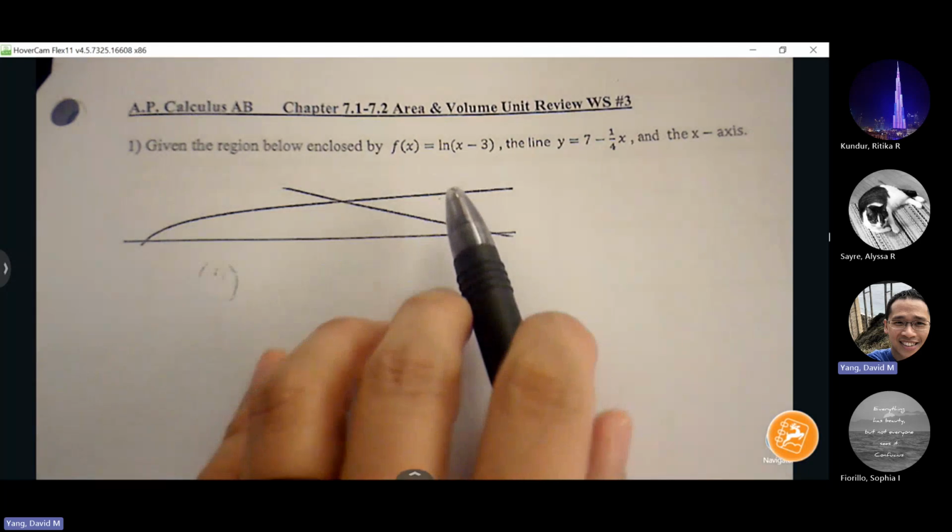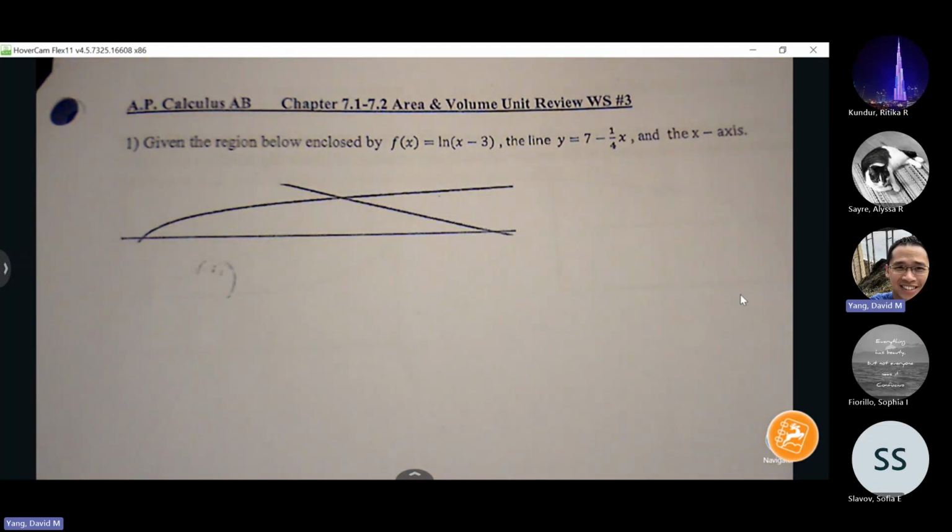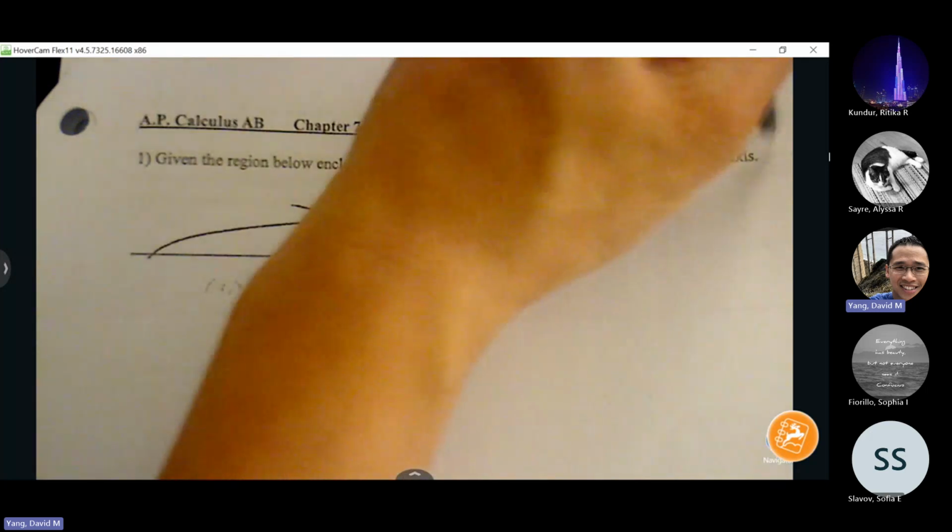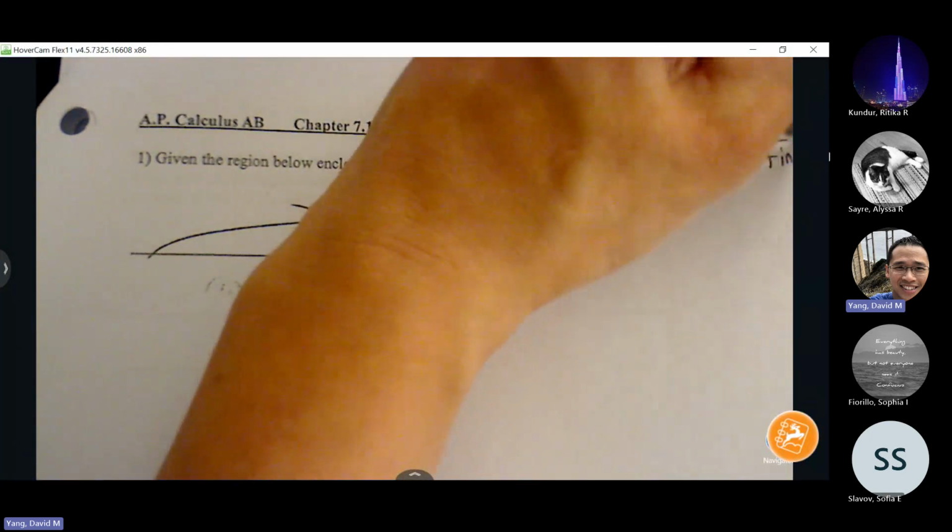Okay, so it's given the region enclosed by natural log of x minus 3, the line y equals 7 minus 1/4 x, and the x-axis. Sorry, I forgot to provide the instruction here: find the area of the enclosed region.